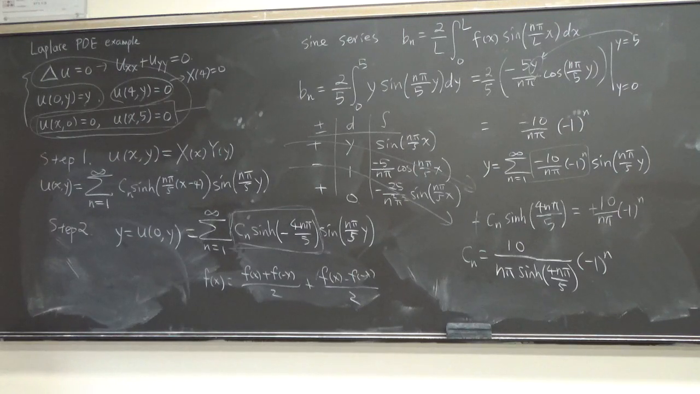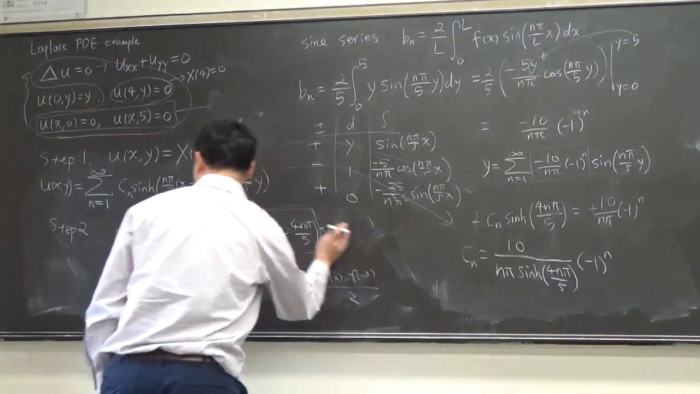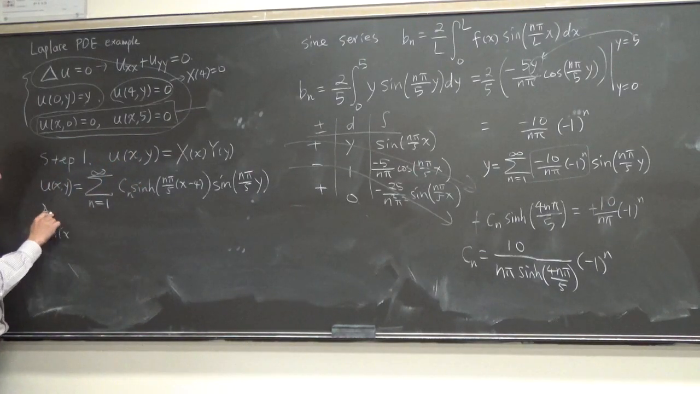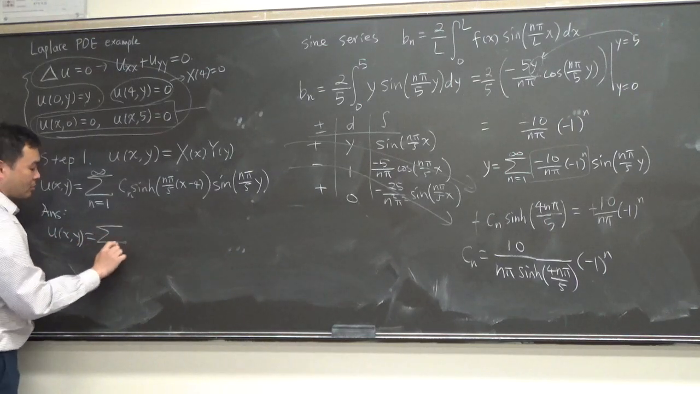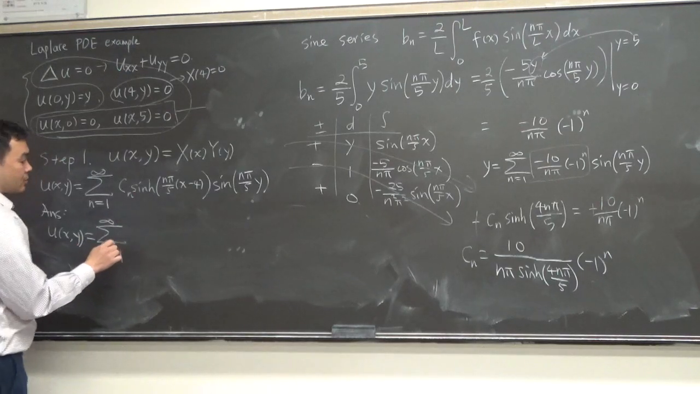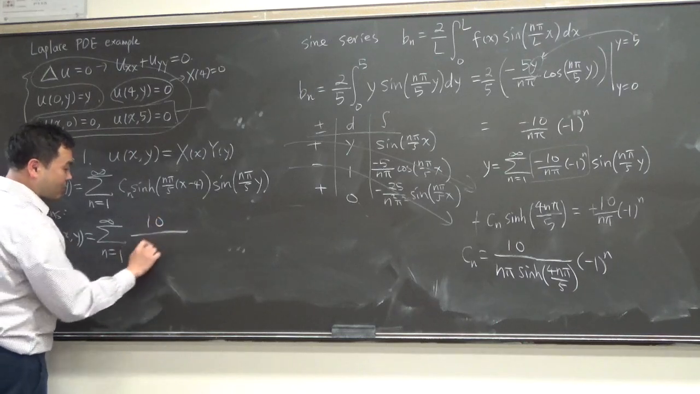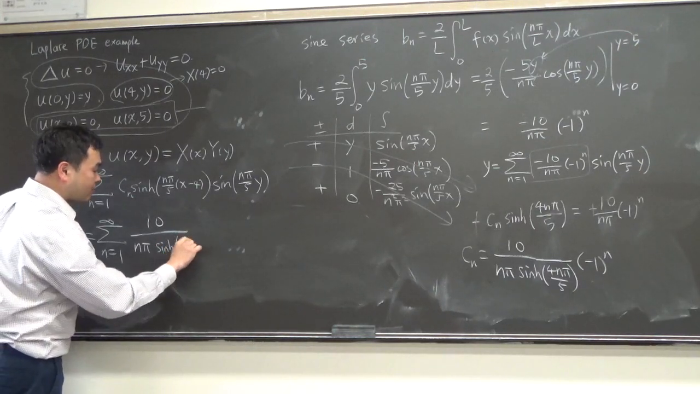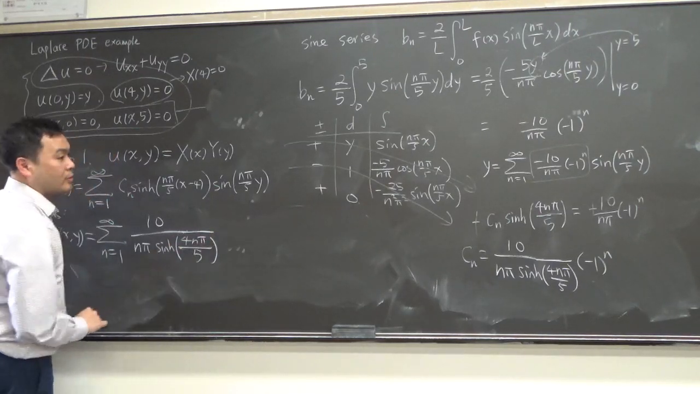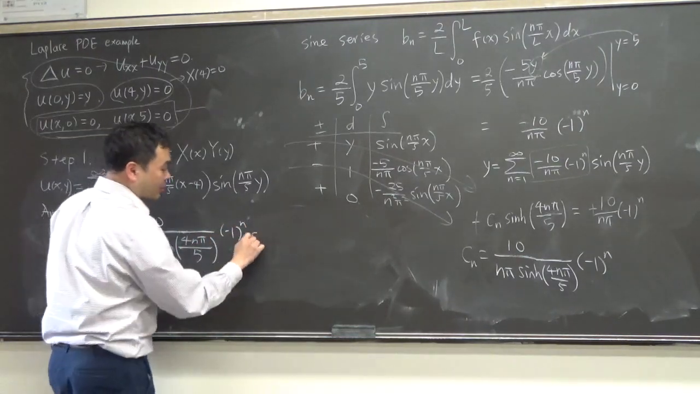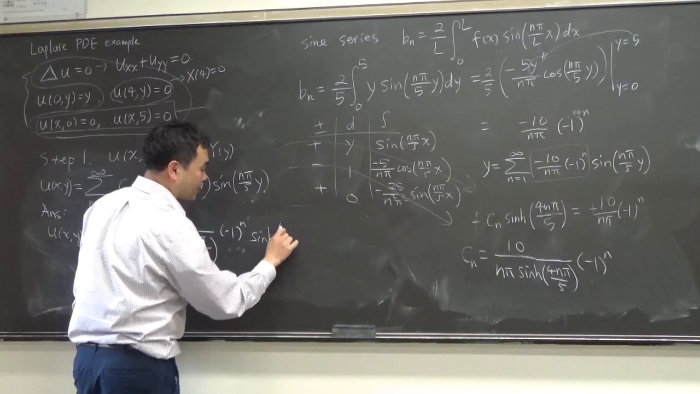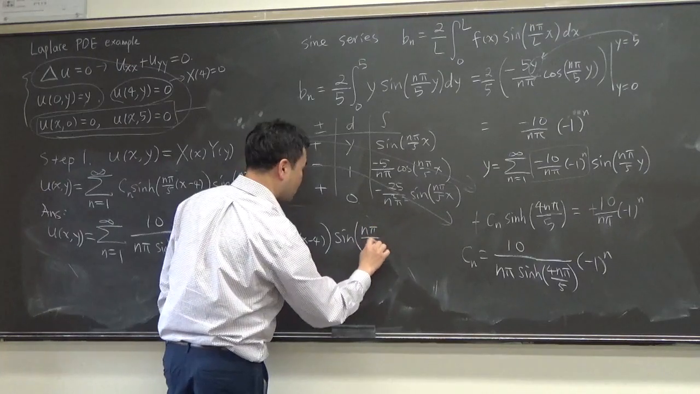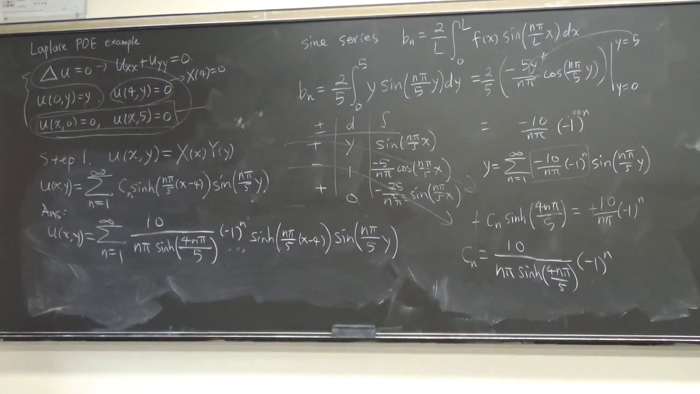What's the answer now? You just plug everything back in, and the final answer would be u(x,y) equals the summation n equals 1 through infinity of that horrible looking thing, 10 over n pi sine hyperbolic of 4n pi over 5, times negative 1 to the nth power, times sine hyperbolic of n pi over 5 x minus 4, times sine of n pi over 5 y. Okay, so that's the final answer.